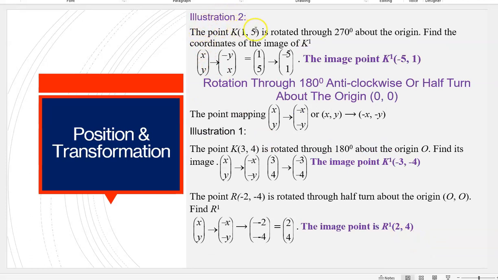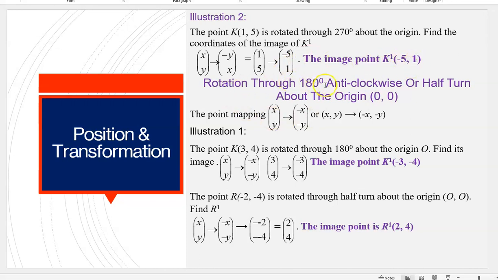Illustration 2. The point K(1, 5) is rotated through 270 degrees about origin. Find the coordinates of the image K1. In the same way, (1, 5), we flip it: y is negative, x is positive. And therefore the image K1 is (-5, 1).